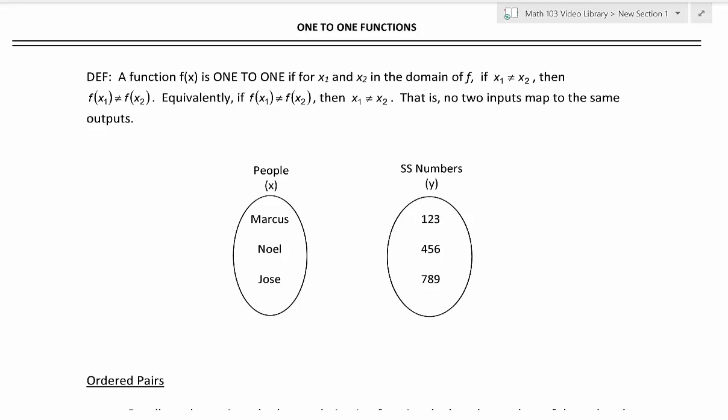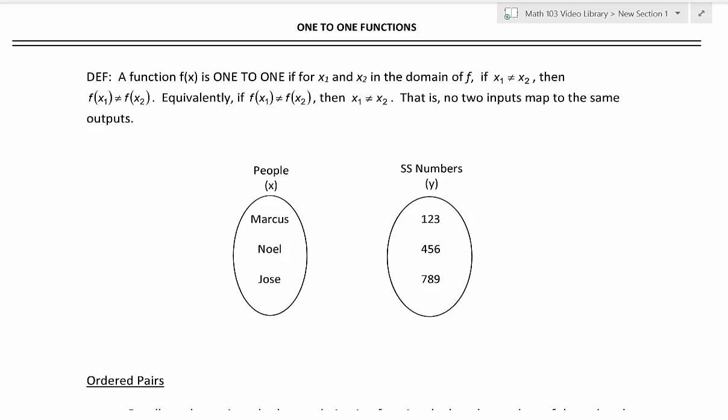This video discusses one-to-one functions. A function f of x is one-to-one if for x1 and x2 in the domain of f, if x1 is not equal to x2, then f of x1 will not be equal to f of x2. Equivalently, if f of x1 is not equal to f of x2, then x1 will not be equal to x2. That is, no two inputs map to the same output.